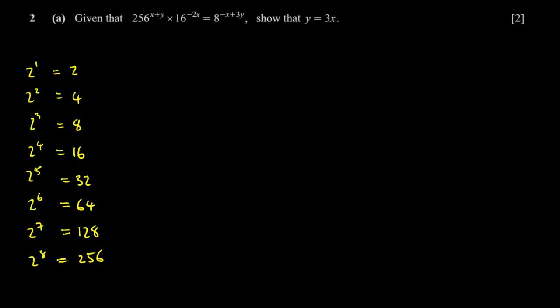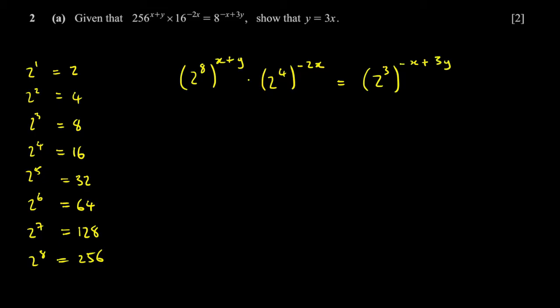So 256, I can rewrite this as 2 to the power of 8, to the power of x plus y, times by 2 to the power of 4, to the power of negative 2x, is equal to 2 to the power of 3, to the power of negative x plus 3y. And then what rule do I need to apply? Well, I need to use one of the indices rules that if I've got a to the power of x to the power of y, then I multiply those two powers, I get a to the power of x times by y.